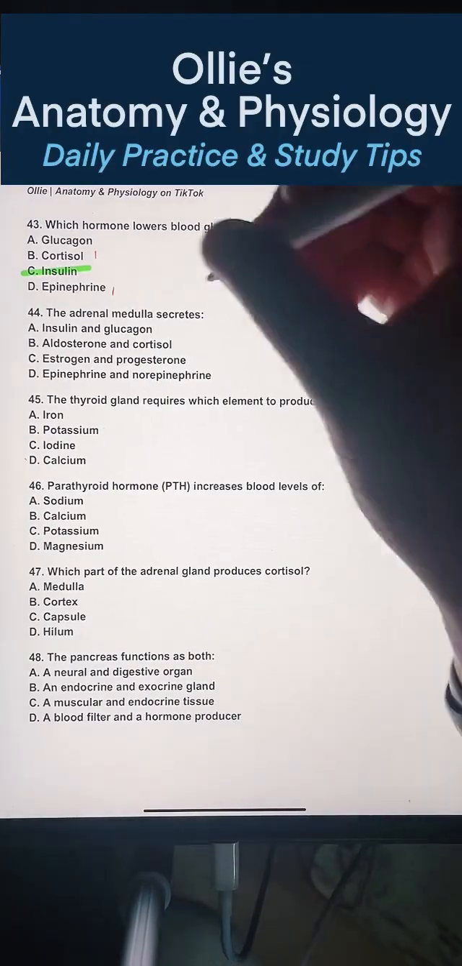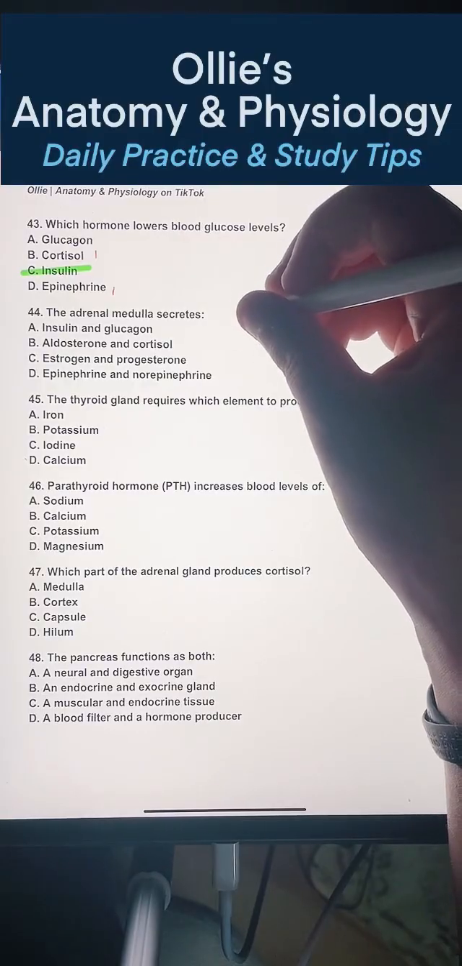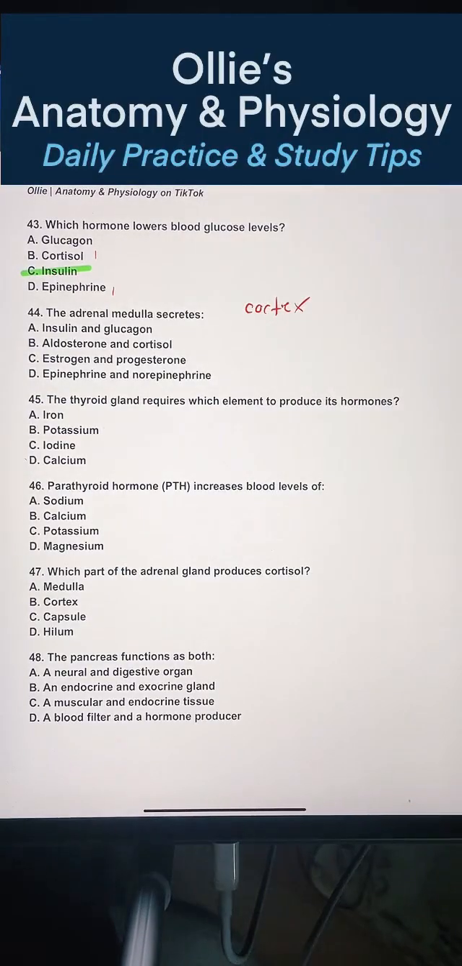I'll actually put a little bonus here. We have the adrenal medulla and the adrenal cortex. Let me know what you guys think it is. A, B, C, or D. The adrenal medulla is going to secrete what? And then what does the adrenal cortex secrete? Let me know down in the comments.